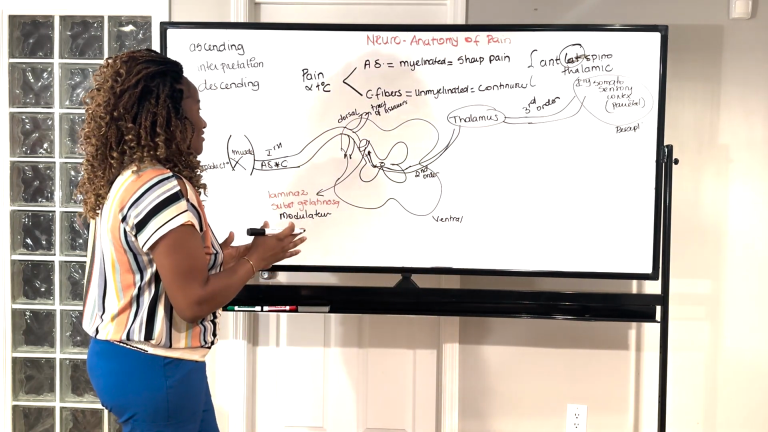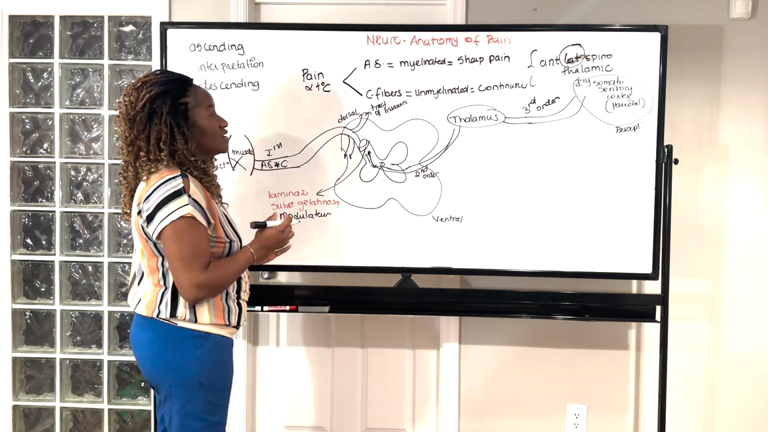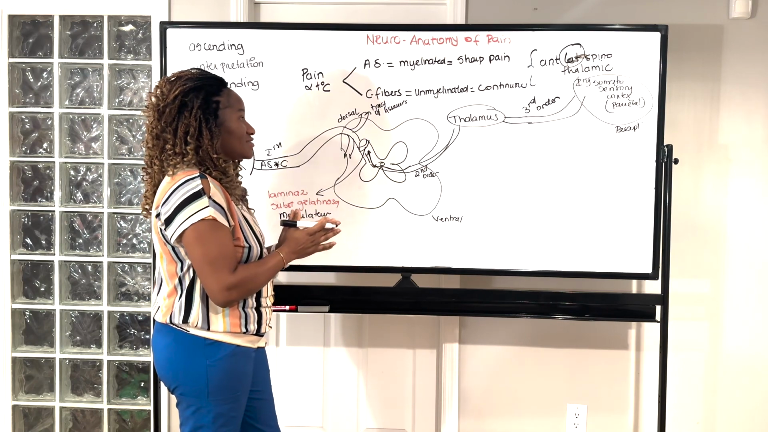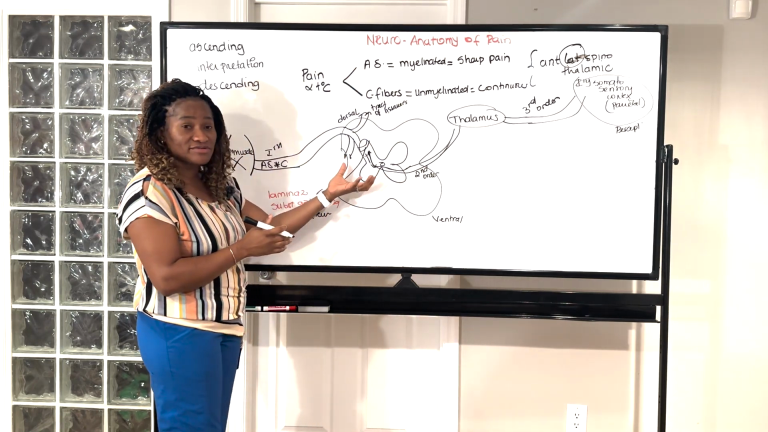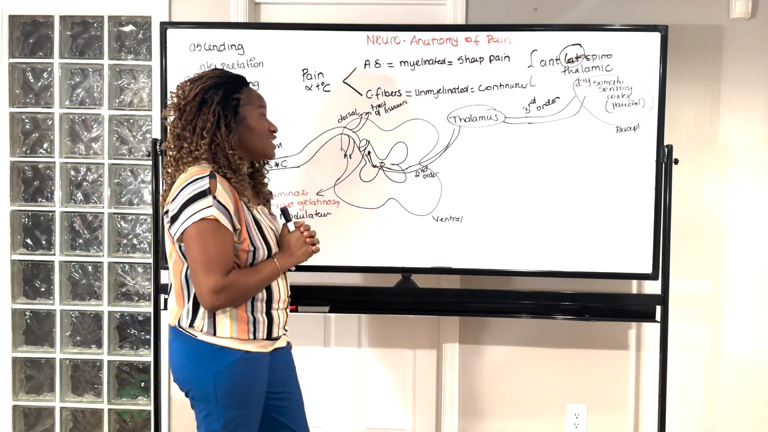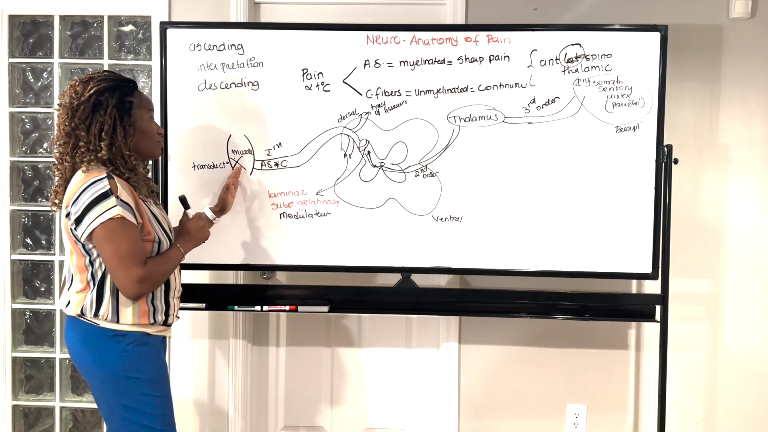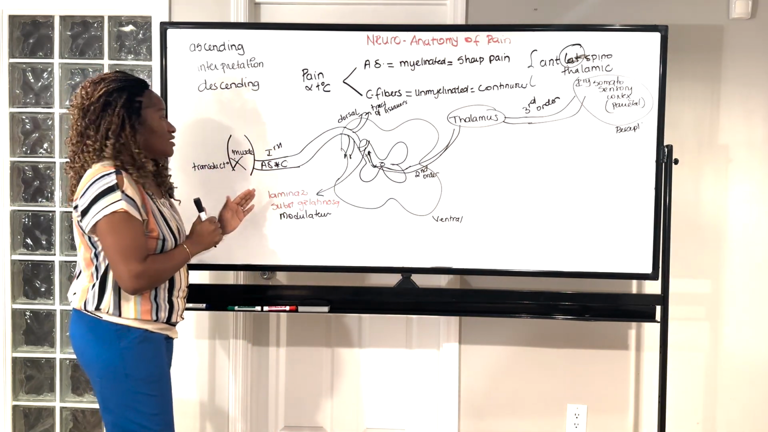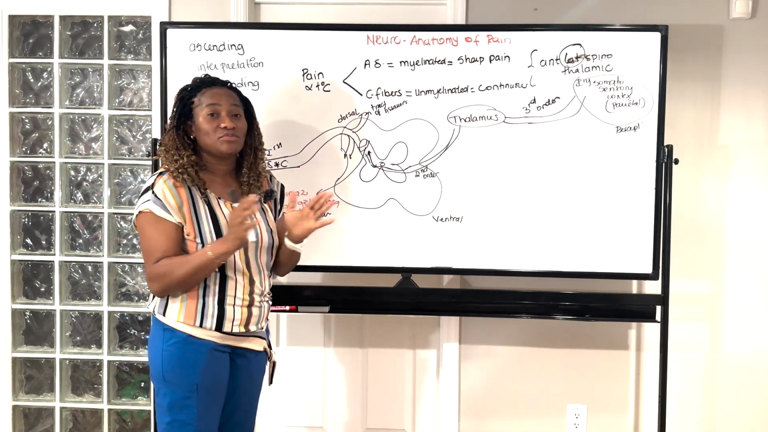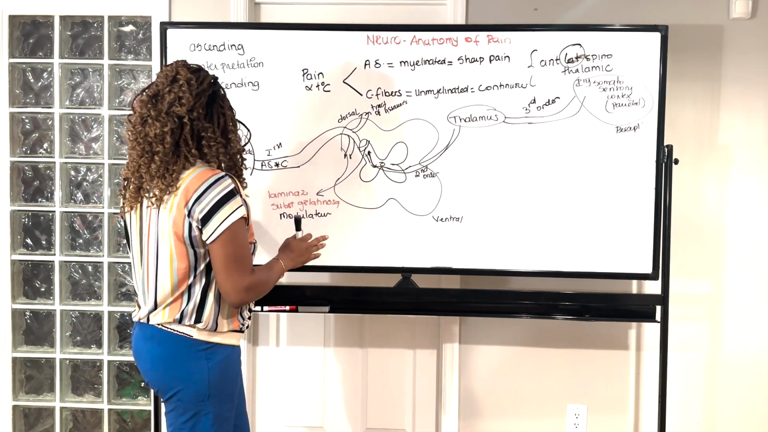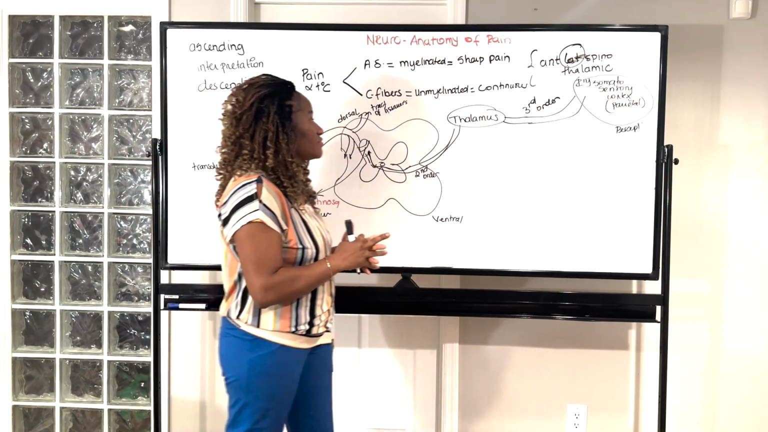And now different medications are going to act at different points. There are some medications that are going to be modulators. There are some medications that are going to alter the perception. There are some that are going to block the transduction. There are some medications that are going to block the transmission. So this is why it's important to know all these phases: transduction, transmission, modulation, and perception.